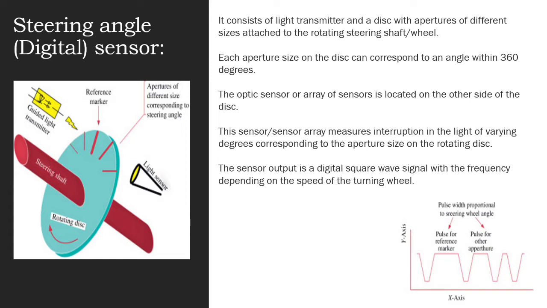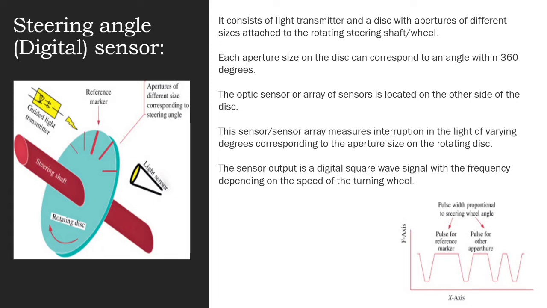This digital sensor consists of a light transmitter and a disc with apertures of different sizes. It is attached to a rotating steering shaft or wheel. Each aperture size on the disc corresponds to an angle within 360 degrees. This is also called an optic sensor. A receiver is also located on the other side of the disc. This sensor array measures the interruption in the light, of varying degrees corresponding to the aperture size on the rotating disc.